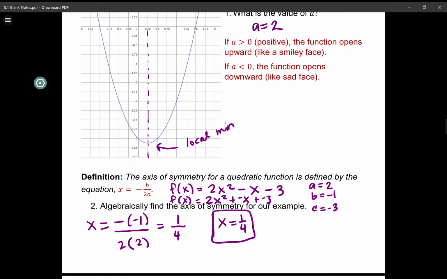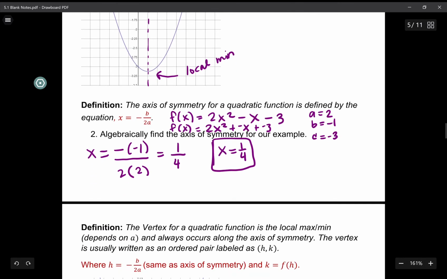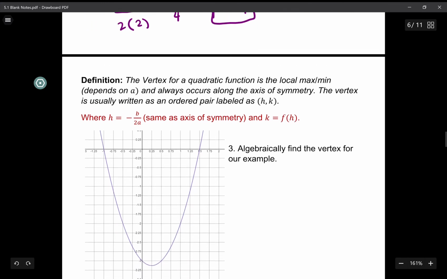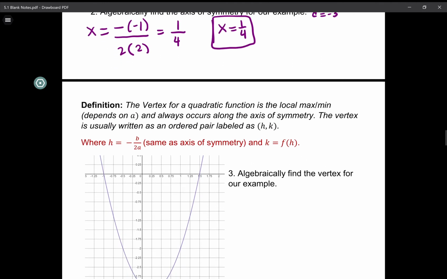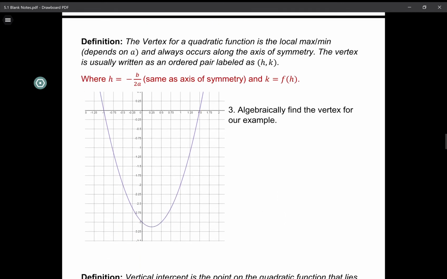All right, so we've decided our parabola opens up algebraically. We can find the axis of symmetry algebraically. The next thing we're going to do is we're going to find the vertex. Now remember, the vertex for a quadratic function always occurs along the axis of symmetry, like we talked about before. We know the x value is already 1/4. So the vertex here is happening at 1/4 as the x value. How do we find the y value?